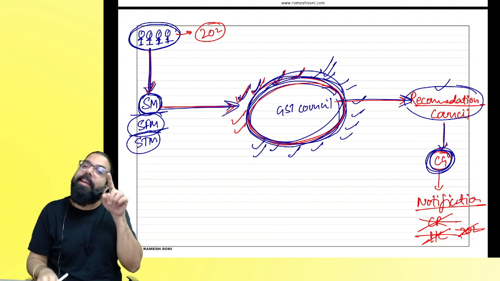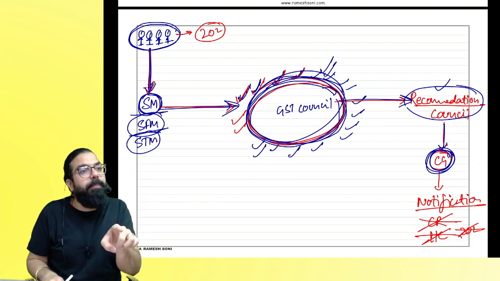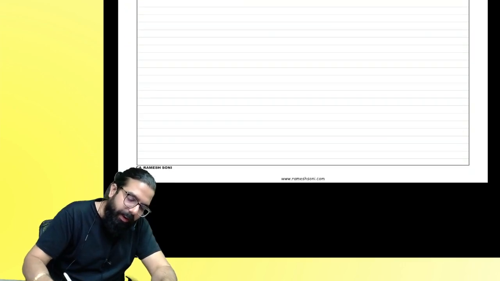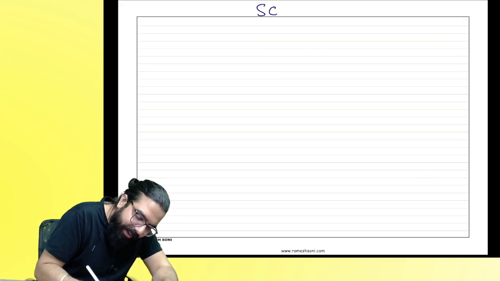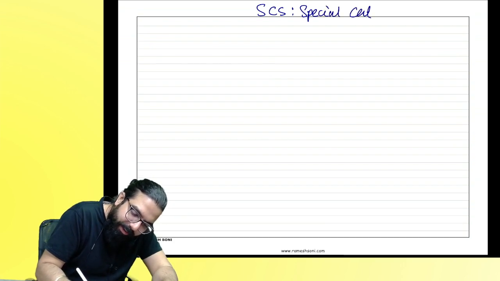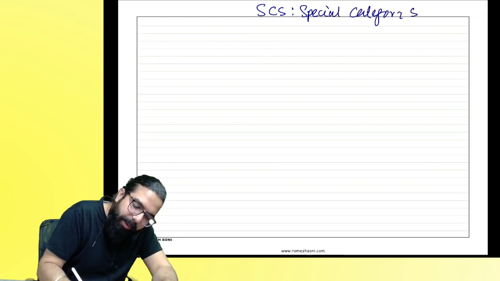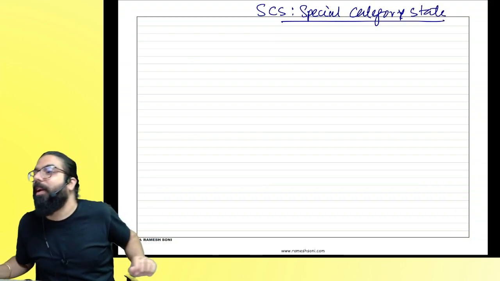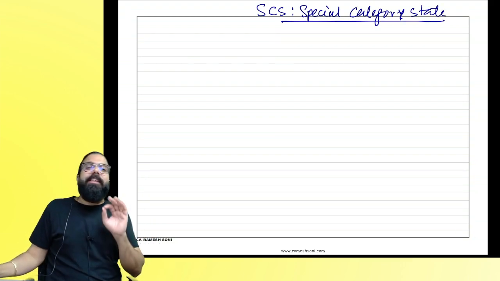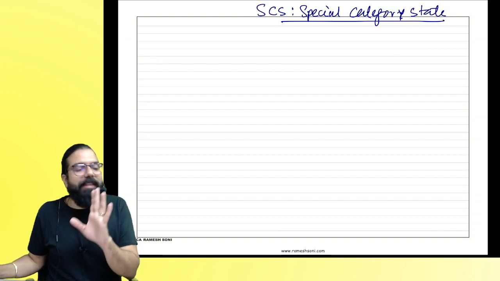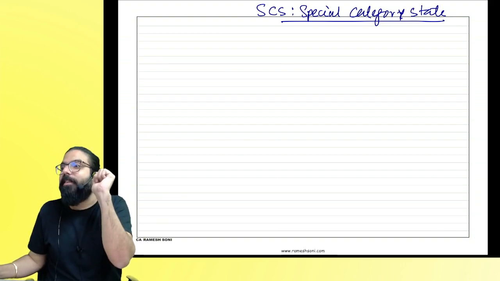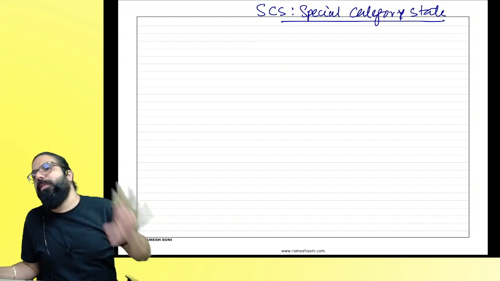And hence they went and decided that for some special category state, we will make special provisions for some special category state. And hence they went ahead and told for this special category state, we'll keep the limit less. And they made special provisions for this state.